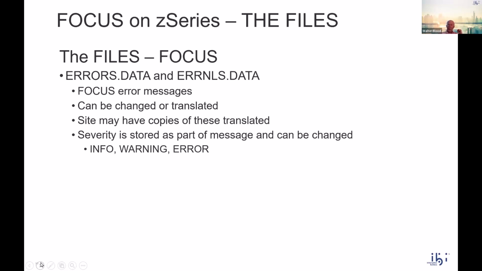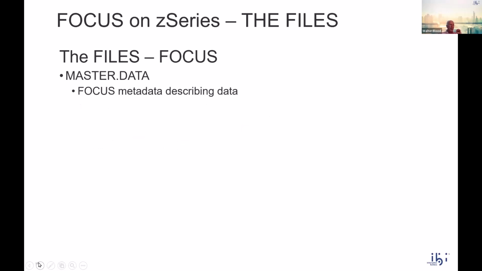We store severity for the error messages as part of the error message itself. And these can be changed. So you actually have some flexibility here. We have 3 levels: info, warning, and error. Typically with error, we stop. Typically with warning, we don't. Info, we don't. If you want to change something, you can go in and adjust the specific error message and change the level of severity so that your site has different usage.